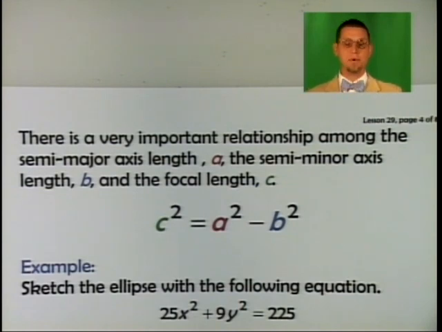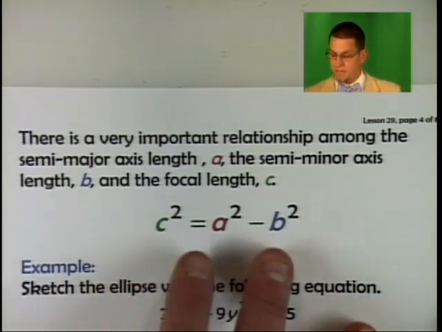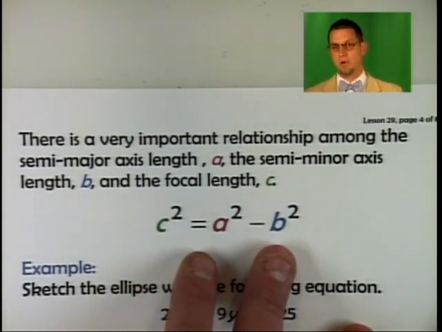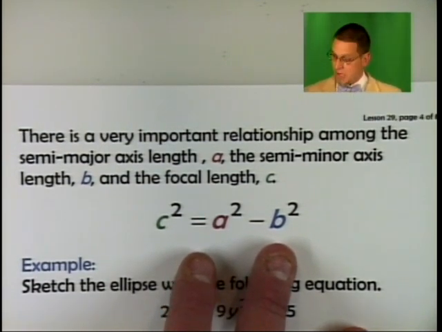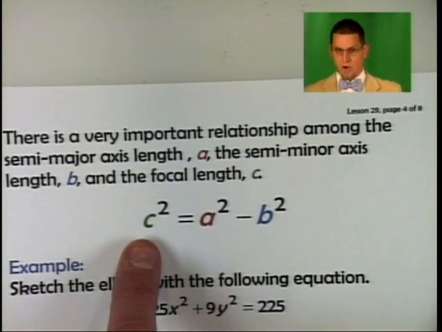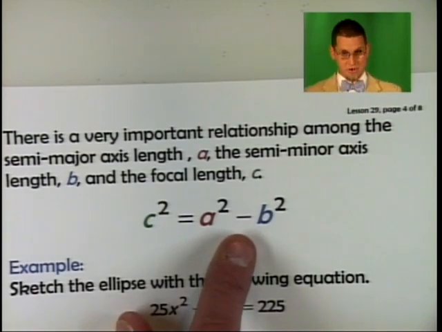And that is a very special relationship between the focus and the vertices and the co-vertices. Okay? It's one equation that relates all three variables. Now, the derivation of this is pretty easy. It comes from basically the Pythagorean theorem when you're looking at a, b, and c. Again, I'm not going to derive it on the show today, but it can be done and it's not that difficult.